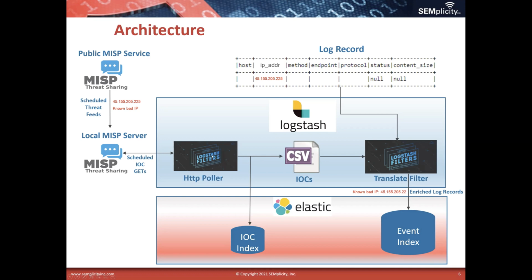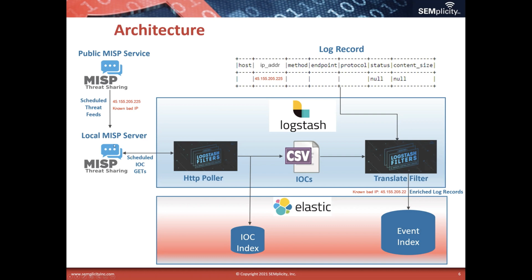So this is an out-of-band process. It doesn't affect the speed of ingestion. It's creating these CSVs, but it's not having any real impact on the ingestion of the records, because we've got a lot of them coming in and we don't want any problems there. In terms of getting the IOCs, we have an HTTP poller.